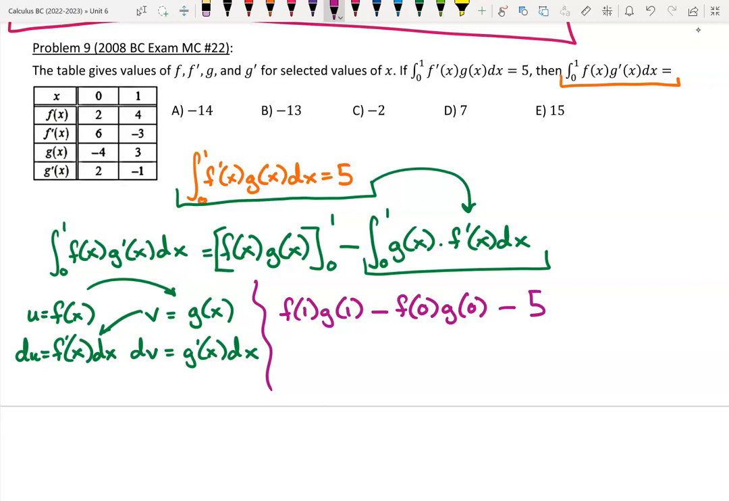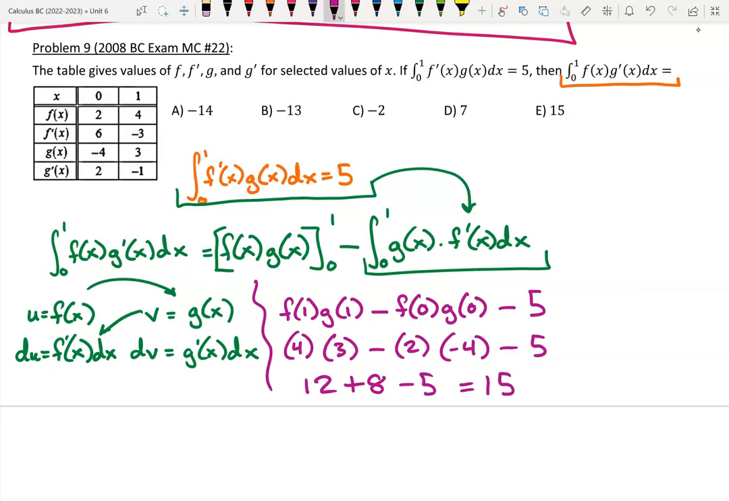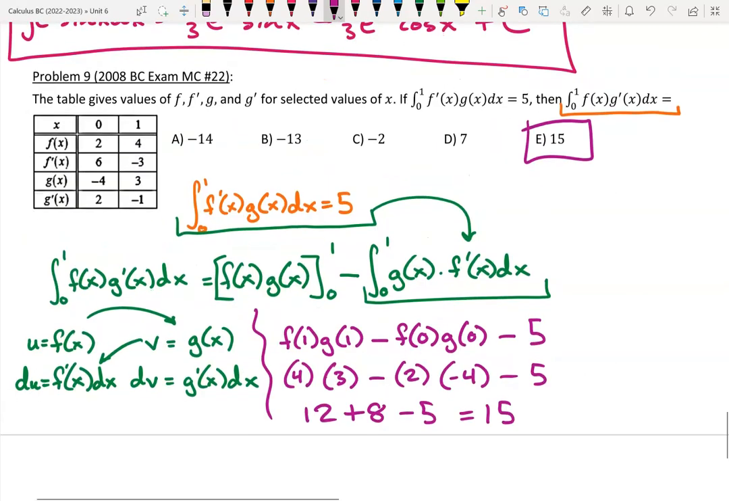So f of 1 is 4, g of 1 is 3, minus f of 0, 2, g of 0, negative 4, minus 5. So that is 12 plus 8 minus 5. So 20 minus 5, so 15. All right. And that finishes out our problems for integration by parts. Thank you for watching.